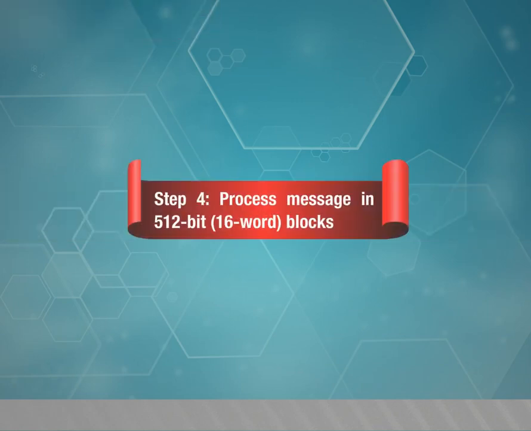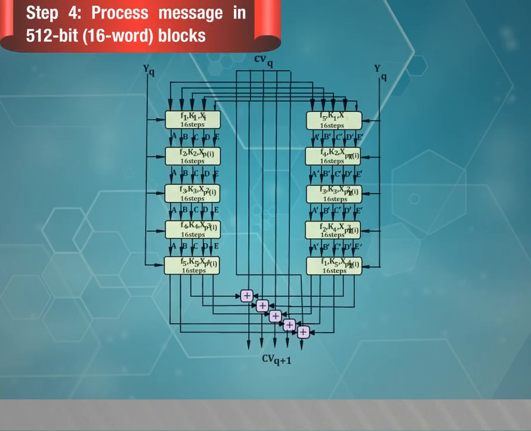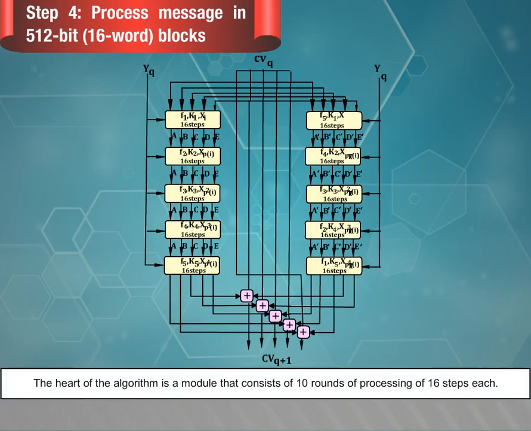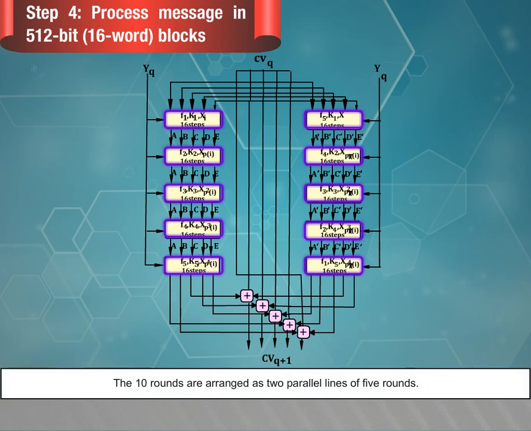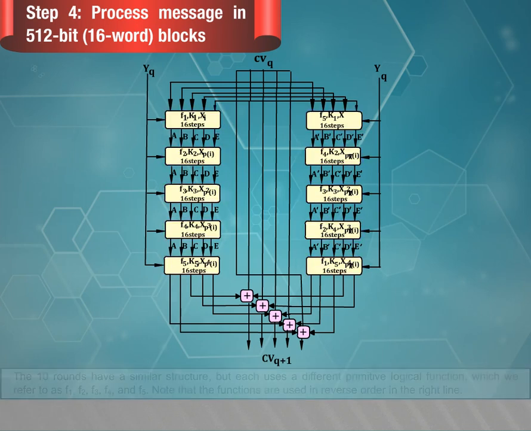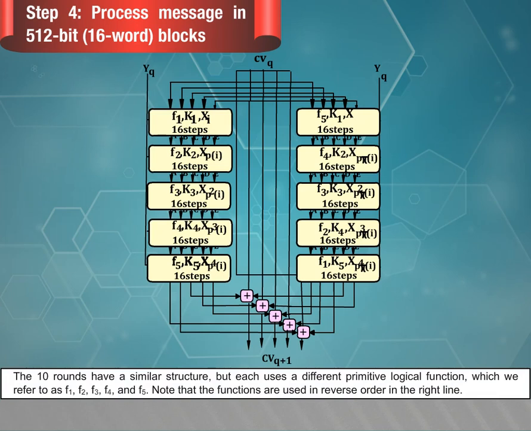Step 4. Process message in 512-bit, that is 16 word blocks. The heart of the algorithm is a module that consists of 10 rounds of processing of 16 steps each. The 10 rounds are arranged as 2 parallel lines of 5 rounds. The 10 rounds have a similar structure, but each uses a different primitive logical function, which we refer to as F1, F2, F3, F4, and F5. Note that the functions are used in reverse order in the right line.